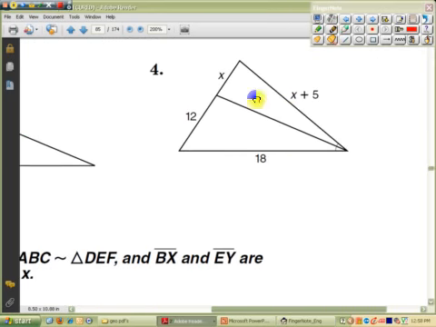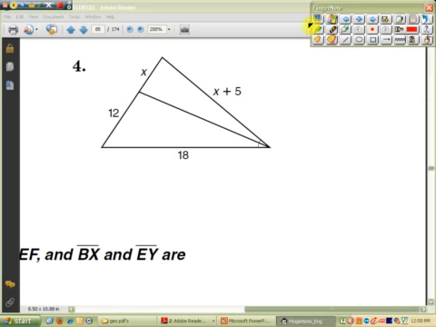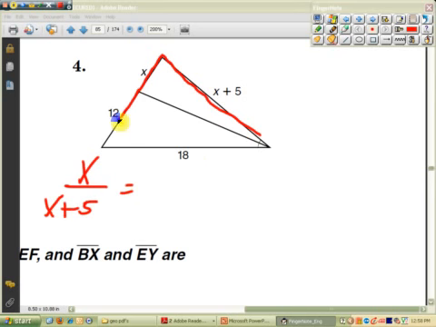Number 4. Again, a picture with two triangles sharing a side. So again, you can set up the picture using x is the short side of this triangle over the longer side. That equals short side here over longer side here. Solve this for x.